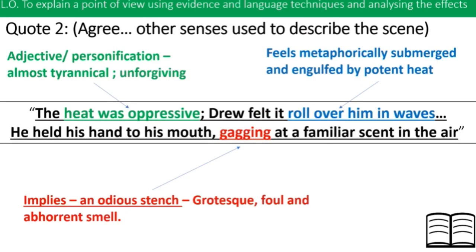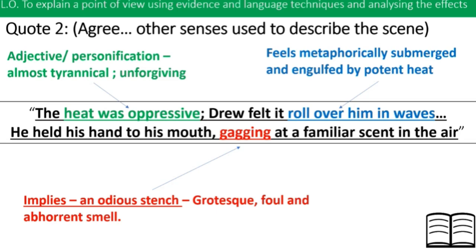Next quote. This one agrees with the second part of the statement about the writer using the other senses to describe the scene. So, the heat was oppressive. The adjective oppressive is also personification because oppression is something humans do to one another. This portrays the heat as almost tyrannical and unforgiving.